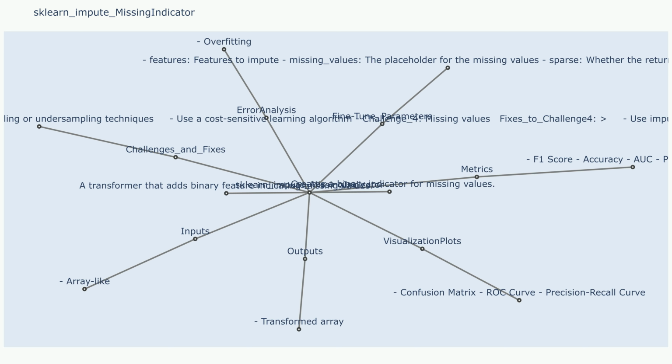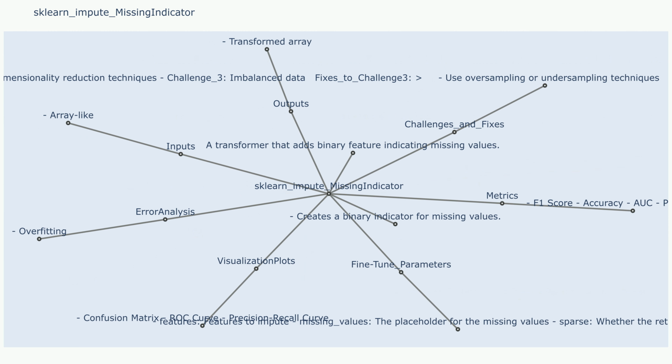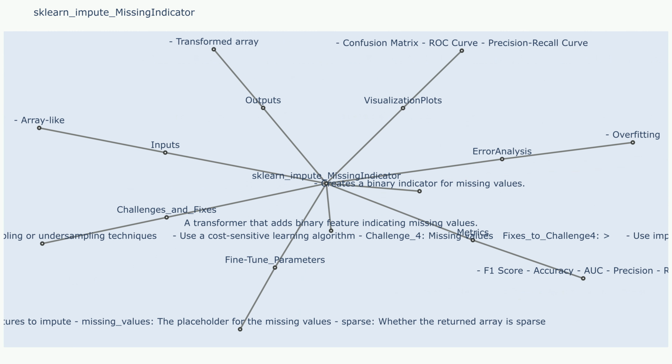sklearn.impute.MissingIndicator. Description. The MissingIndicator class is a transformer that helps identify missing values in a dataset by creating Boolean features indicating the presence or absence of missing values for each feature. It is often used in conjunction with other imputation strategies, such as mean, median, or mode imputation, to provide information about the missing data.